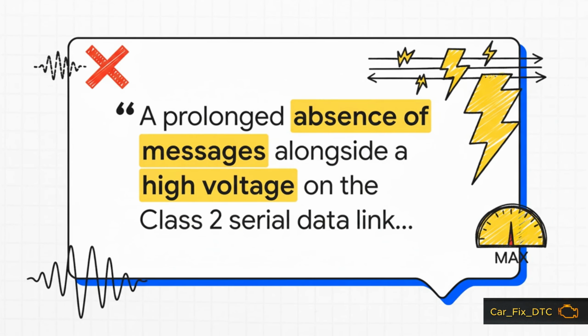Now this is where it gets really specific. The code pops up when the car's brain notices two things at the exact same time. One, it's hearing complete silence from the other computers. And two, it's seeing a weirdly high voltage on the line. It's kind of like the phone line is buzzing really loud, but nobody's talking on the other end.